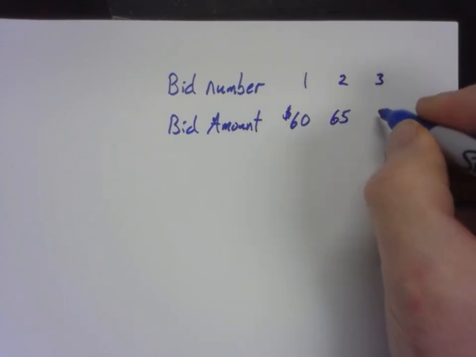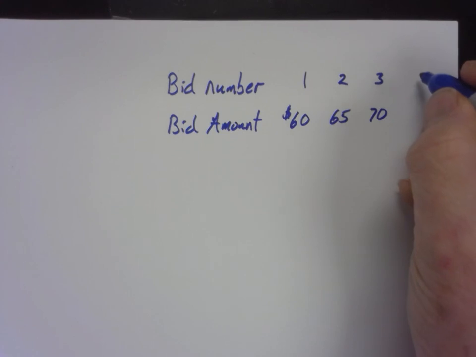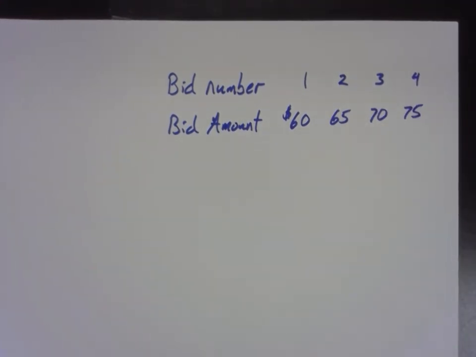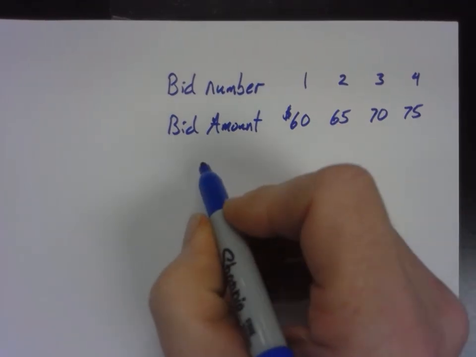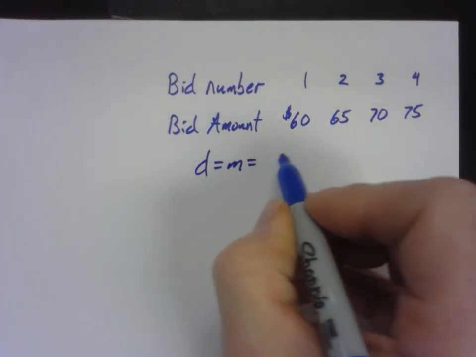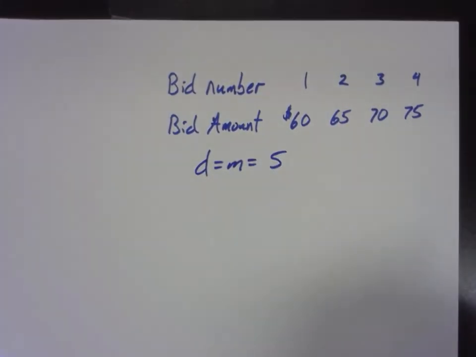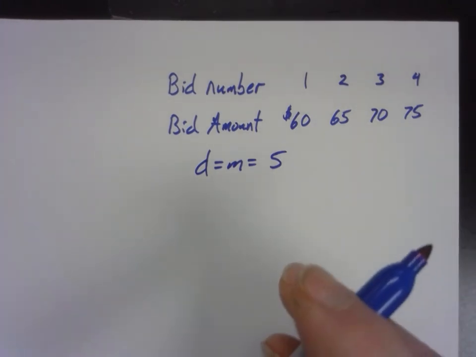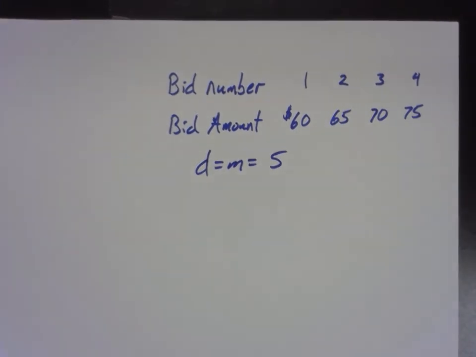Bid number 3, can you already tell where I'm going with this? Bid number 4, okay. So is this an arithmetic sequence? Yes. Okay, it is an arithmetic sequence. And the common difference, or the slope? 5. Okay. Now, realistically, is there ever a bid number 0? No. But we kind of need to pretend like there is. Is that okay? Okay.